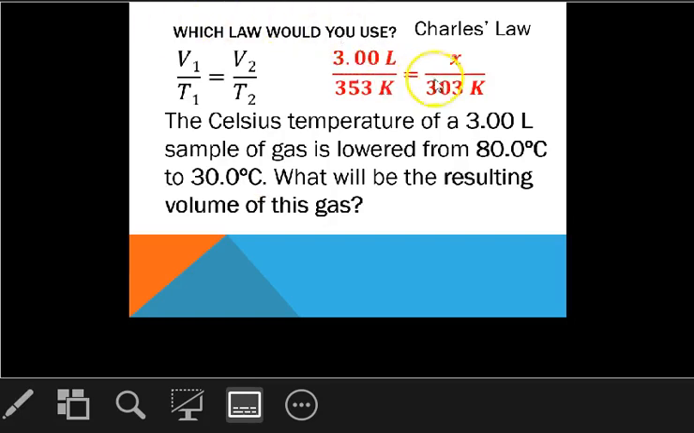Solve the path that you have all of the numbers for. 3 times 303 divided by 353. You always start with the path where you have both numbers and divide by the path that has the variable on it. Your answer comes out to 2.58 liters. They gave you a volume in liters. Typically, you would then solve in liters.